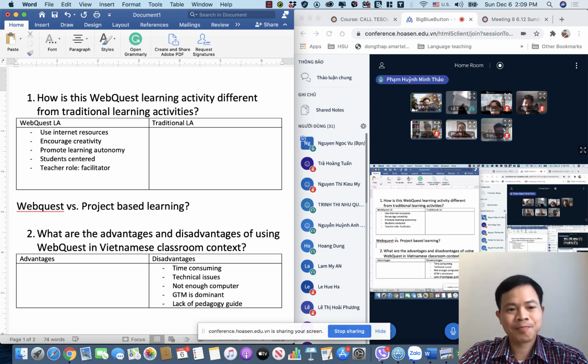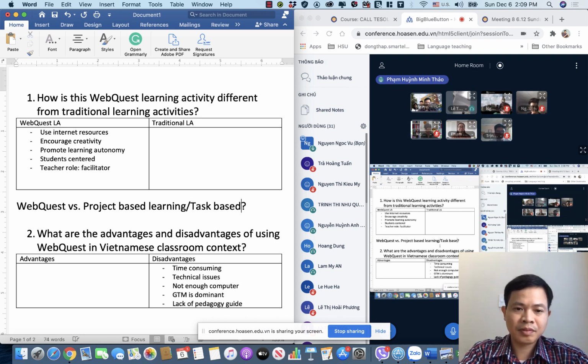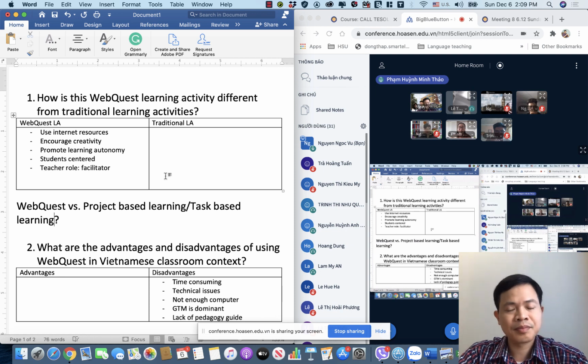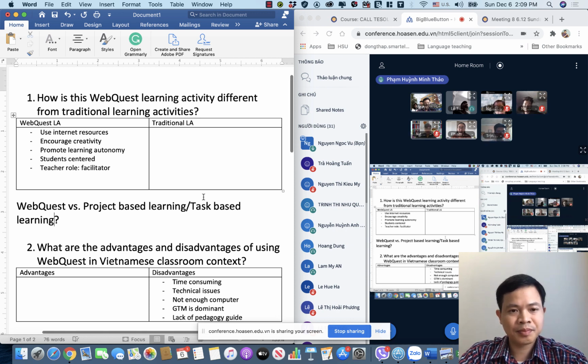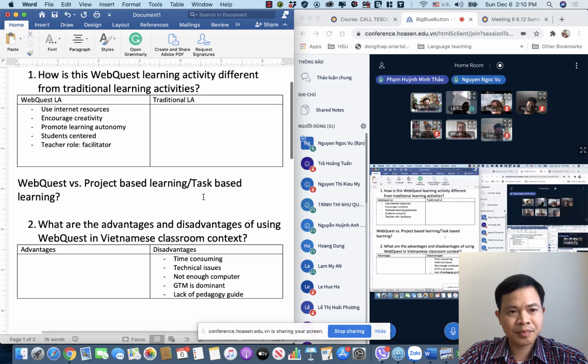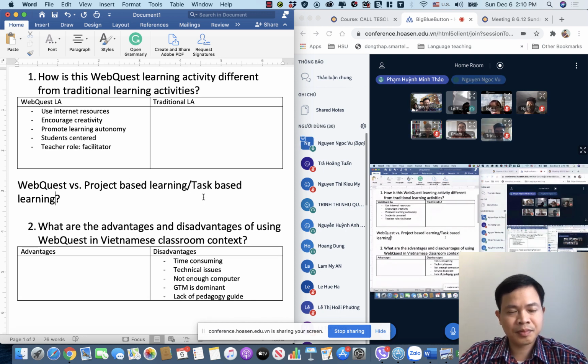We totally agree with the other groups. However, we have been thinking really hard about other ideas, and we'll add some. Because we can see some similarity between WebQuest and task-based or project-based learning, we think that we need not just one lesson but maybe even months to do a project, a task, or a WebQuest. So we think the difference between WebQuest and traditional learning activity is the time and the number of lessons that we spend on it.